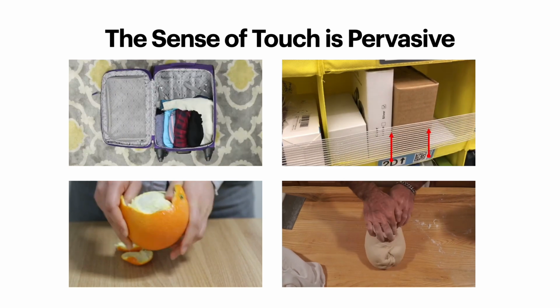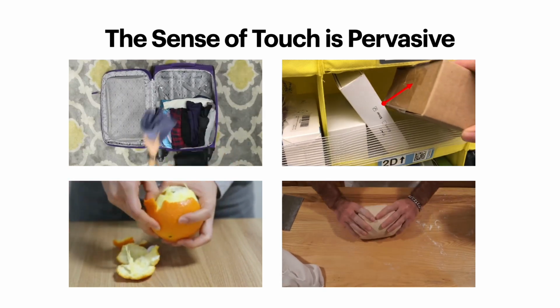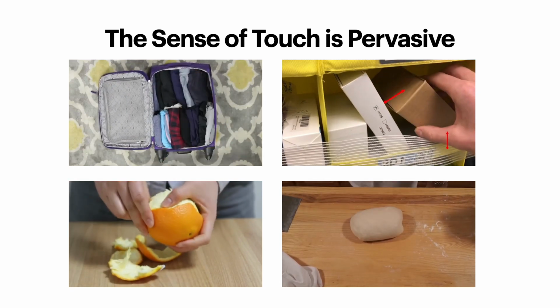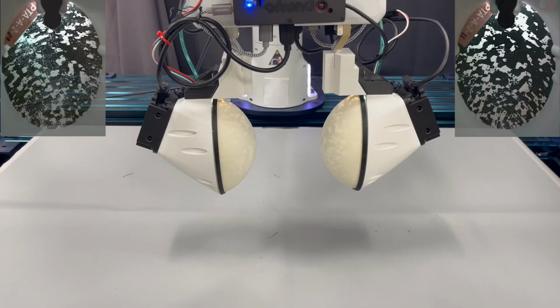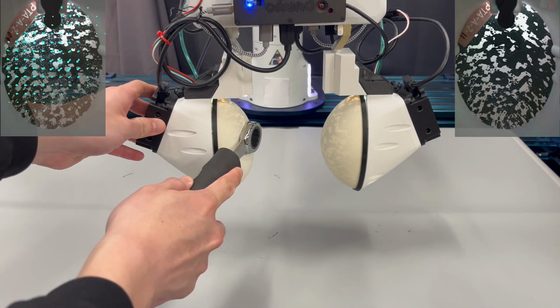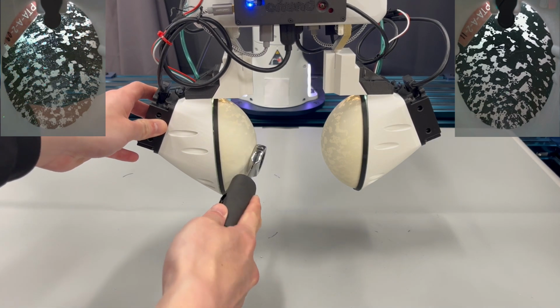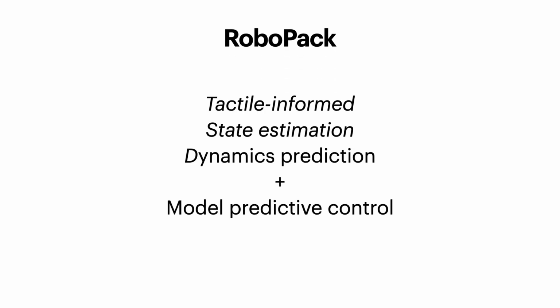For example, when we peel an orange, we can sense how thick the peel is to determine how much force to apply. To enable robots with a high-resolution tactile perception, we work with a soft bubble gripper sensor that provides readings of the surface force distribution. To integrate this tactile sensing with visual signals, we propose RoboPack, a framework that integrates tactile-informed state estimation, dynamics prediction, and planning for manipulating objects with unknown physical properties.